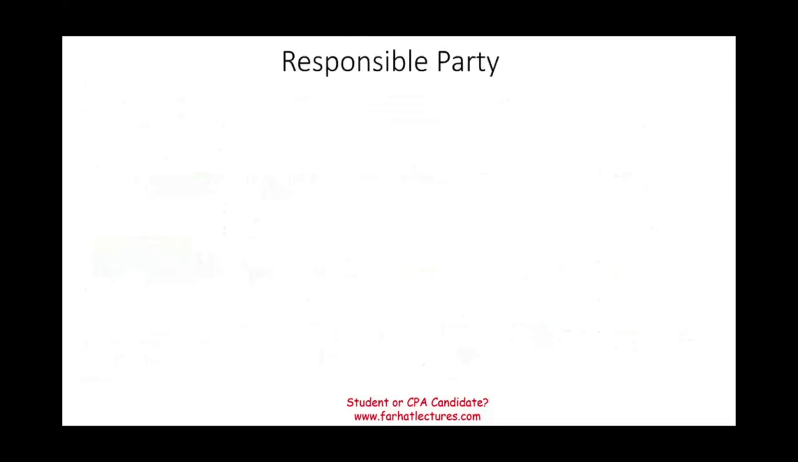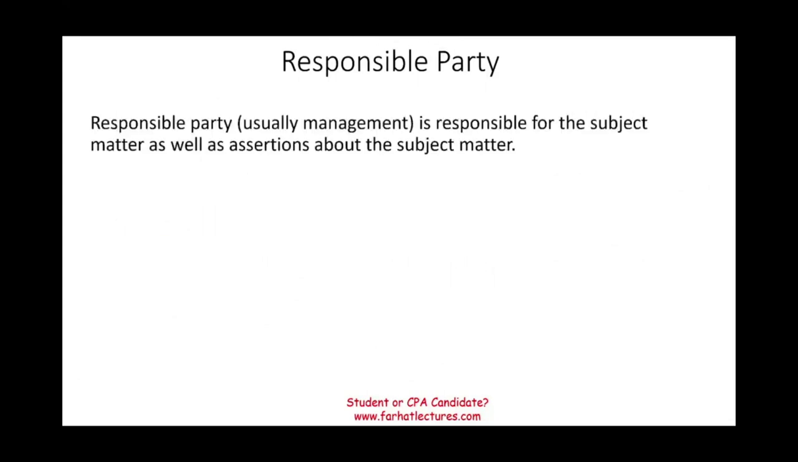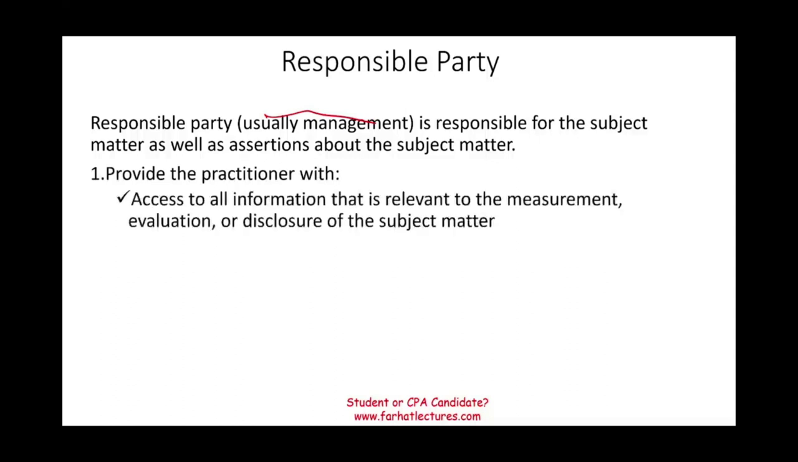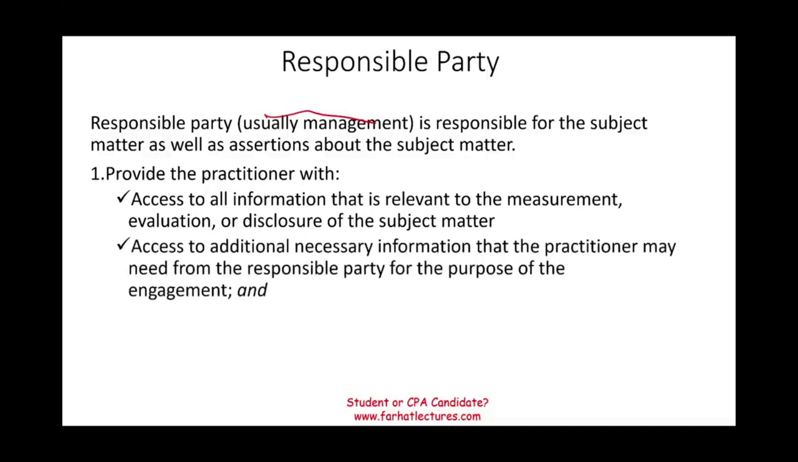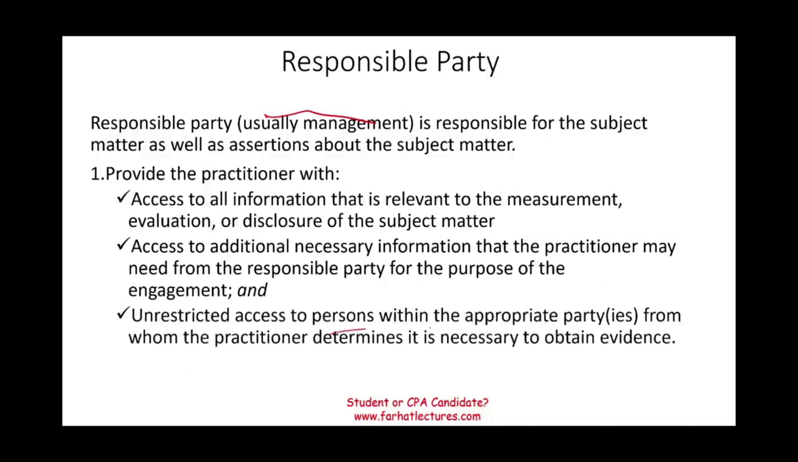Now, we spoke about the responsible party and we discussed it. The responsible party, usually the management, but it doesn't have to be, is responsible for the subject matter as well as the assertion of the subject matter. The responsible party should provide the practitioner with access to all information that's relevant for the measurement, evaluation, and disclosure. If you're engaging me, if you're the responsible party, I need the information to be able to issue an opinion or a conclusion or a finding. I need to have access to all necessary information. And I need unrestricted access to people that I can talk to if need be in order to obtain the evidence.